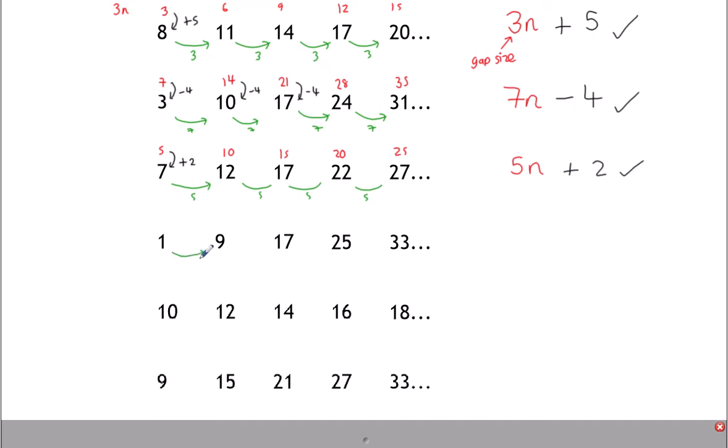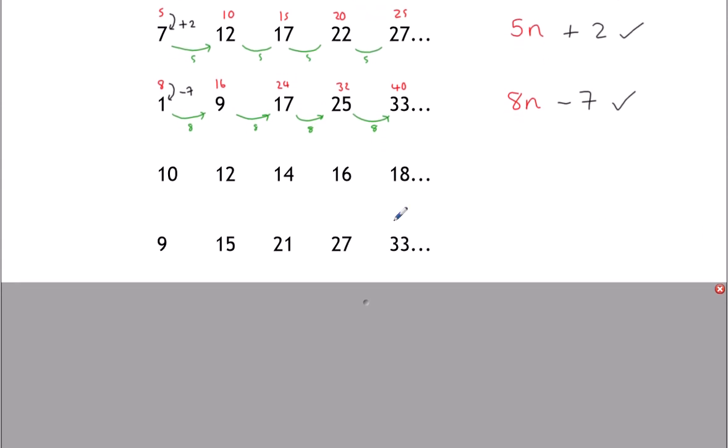The next one is going up in 8s, so you should have 8n in your formula, and the 8 times table written on top, 8, 16, 24, 32, 40. My numbers in black are smaller. From 8 to 1 you have to take away 7, and it works for all of them. So 8n take away 7.